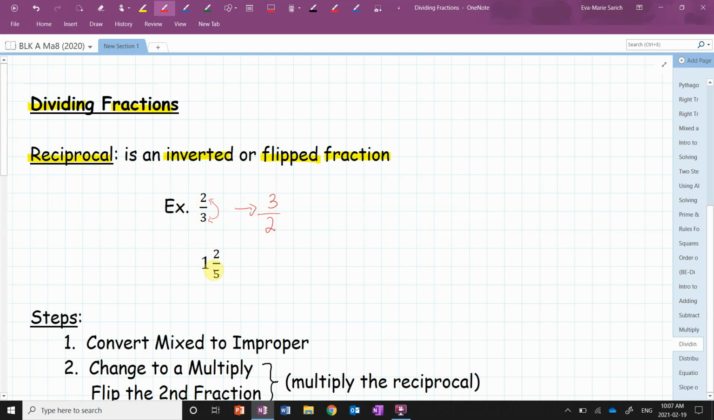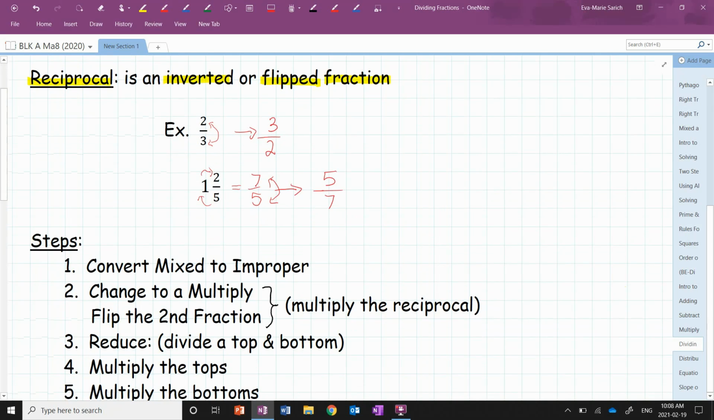If it is a mixed number like this one, you can't just flip the fraction. You have to get rid of the whole number first. So convert it to its improper. So 5 times 1 is 5 plus 2 is 7. So that equals 7 over 5. Once we've got the improper, then we can invert or flip it. You cannot just flip the 5 over the 5 and the 2. So now the 7 is going to the bottom and the 5 is going to the top. Okay? So that's really important to remember. Get rid of the whole number first before you invert.